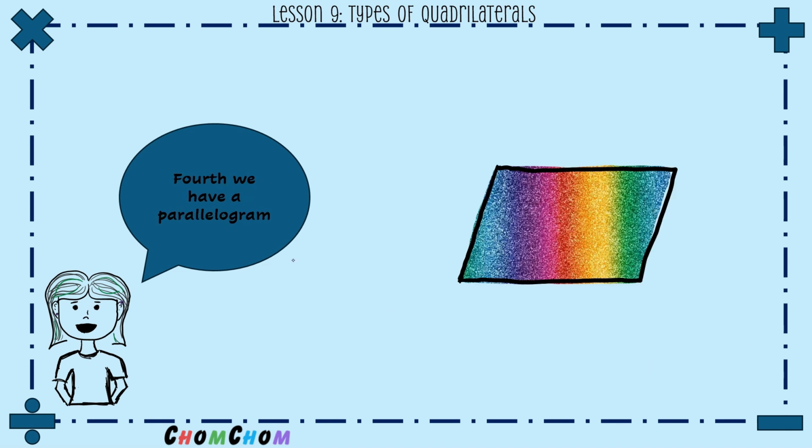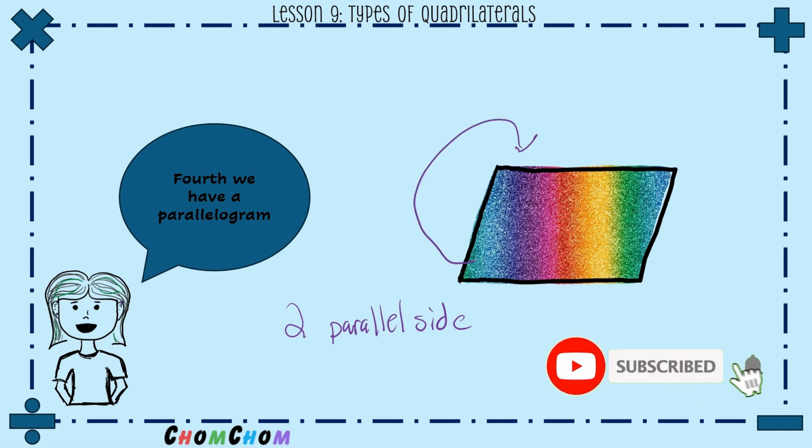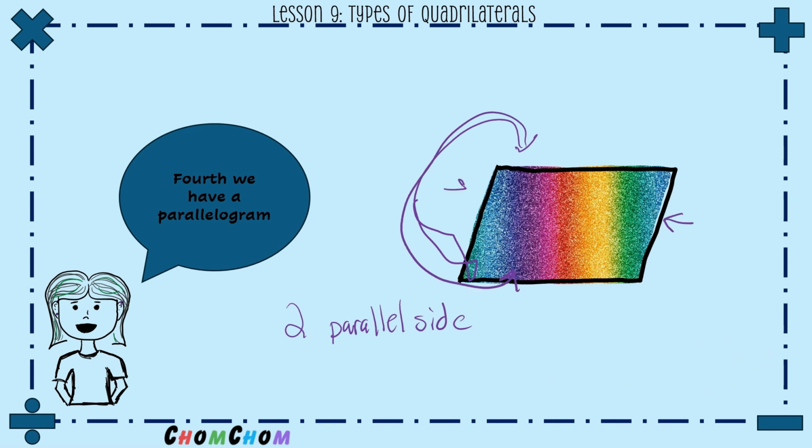All right, fourth, we have a parallelogram. Parallelograms look kind of similar to another shape, right? What shape do you think that is? That's right, it's a rectangle, and they have 2 pairs of parallel sides. Did you notice that only rectangles have right angles? A rectangle has to have 4 right angles, and a parallelogram just has to have 4 sides, with opposite sides equal to each other. This side is equal to this side, and this side is equal to this side.